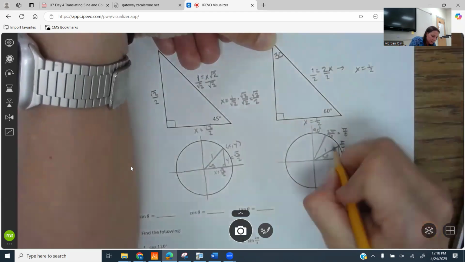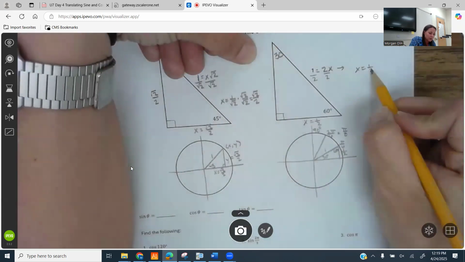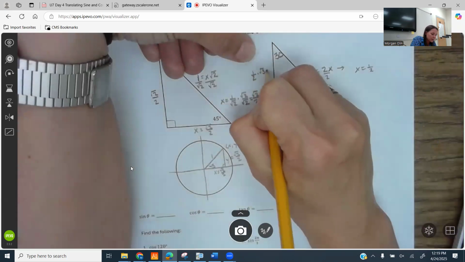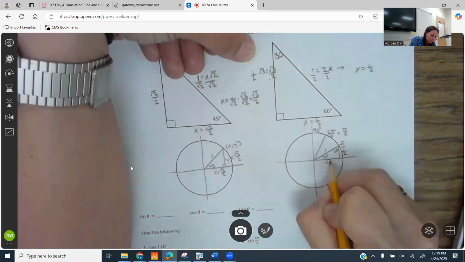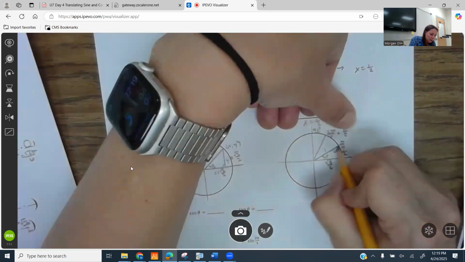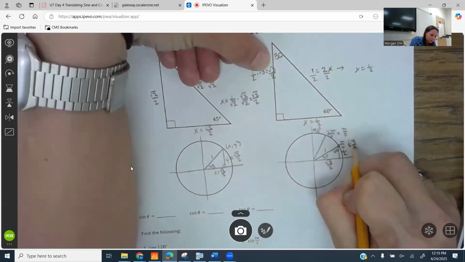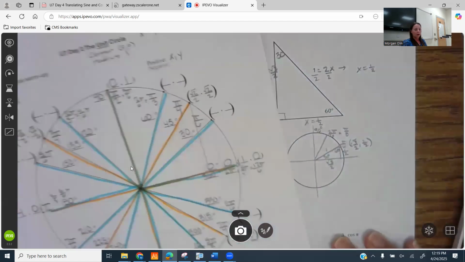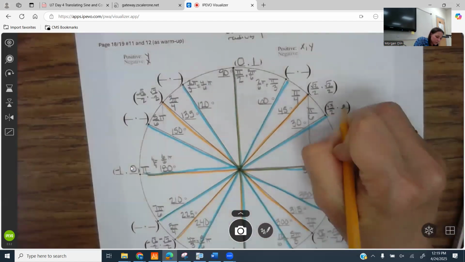All right, across from 60, which 60 would be right here. Across from 60 takes this one and multiplies it by the square root of 3. So square root of 3 over 2. So across from 60, square root of 3 over 2. So guess what this point is going to be? Square root of 3 over 2, 1/2. All right, so this one is square root of 3 over 2, 1/2.